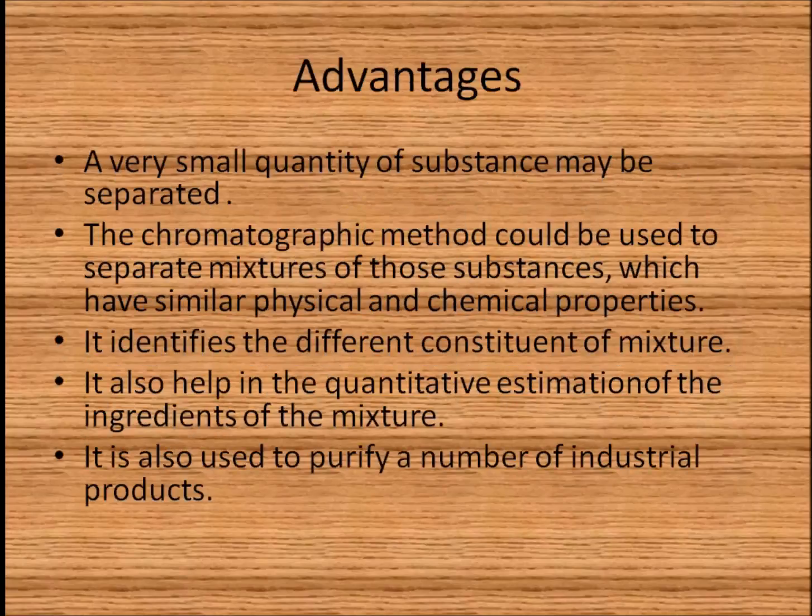We talk about the advantages. A very small quantity of the substance may be separated. The chromatographic method can be used to separate mixtures of those substances which have similar physical and chemical properties. It identifies the different constituents of the mixture. It also helps in the quantitative estimation of ingredients of the mixture, that is, the constituent part substances of the mixture. And last, it is used to purify a number of industrial products, also natural products like amino acids.